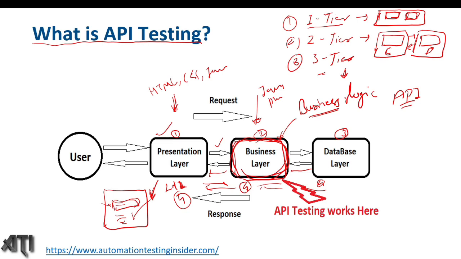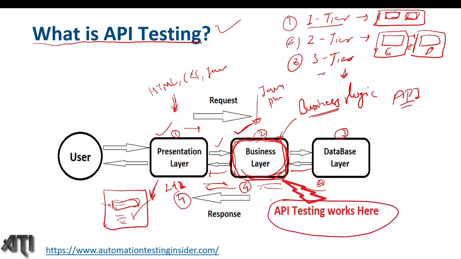Now what is API testing? When we perform testing on the business layer, that is nothing but API testing. But the question is, we cannot see this business layer, right? Business logic we cannot see. So we use different tools to perform this API testing. We'll discuss those tools like Postman, how we send the request and how we get the data. Basically we send the request and get the data from the server. That is how API testing works.